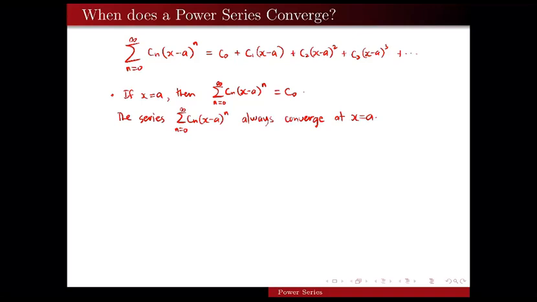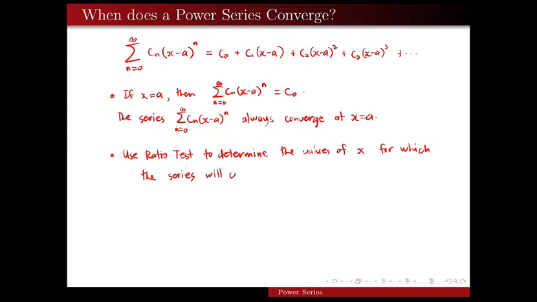Okay? So the next question is, will there be other places where the series would converge? And do we have assurance for that? So in order to answer the question, our process, so listen very carefully, the process is to use ratio test to determine the values of x for which the series will converge. So that's the method that we're going to use.